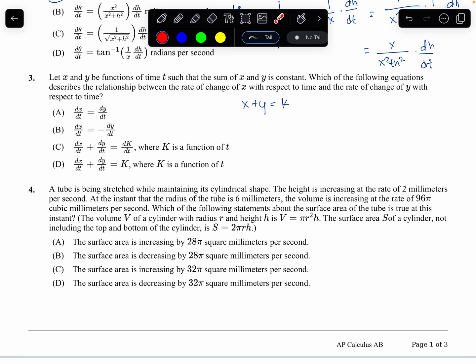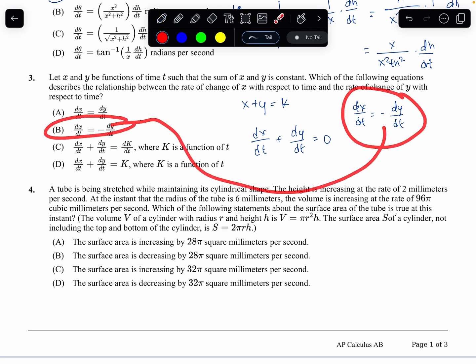Okay, so let's take the derivative of this. We're going to take the derivative of x, which would just be dx dt, plus the derivative of y, which is dy dt, and that's going to be equal to 0. And then I'm going to subtract this term. So we'll say dx dt is equal to negative dy dt. And so that's got to be b right there.